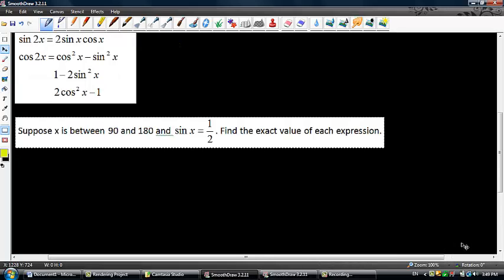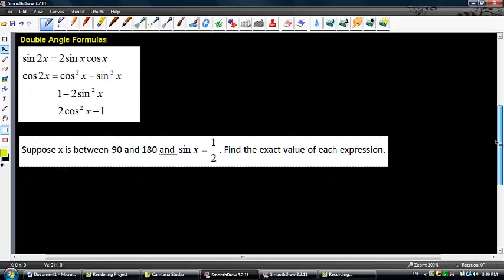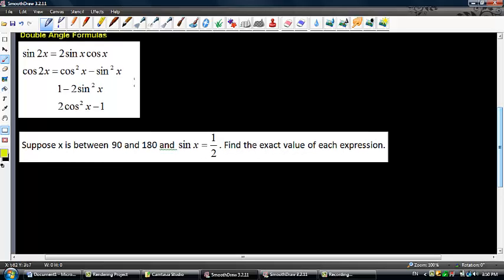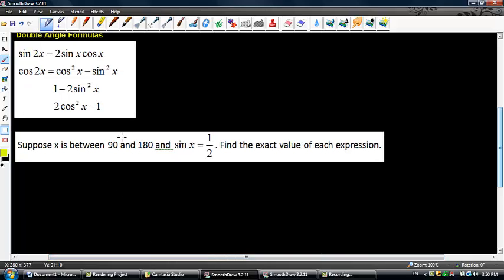Alright, problem 1 reads, suppose x is between 90 and 180. What they mean by that is 90 degrees and 180 degrees. And sine of x is equal to 1/2. Find the exact value of each expression. Now when they say each expression, they mean sine of 2x and cosine of 2x. Alright, so let's see how this works.